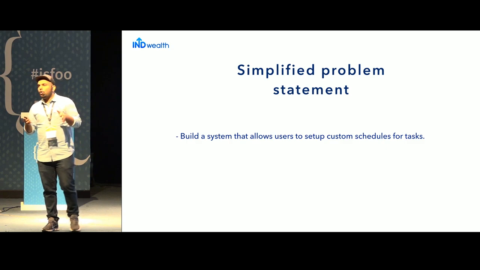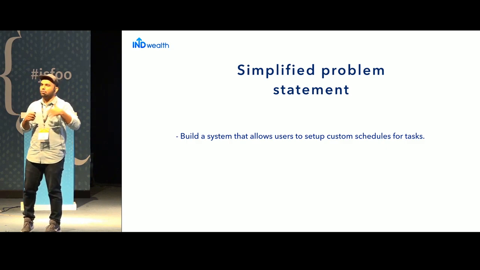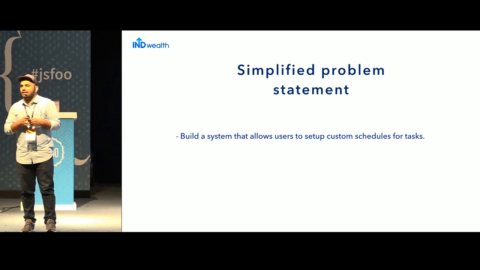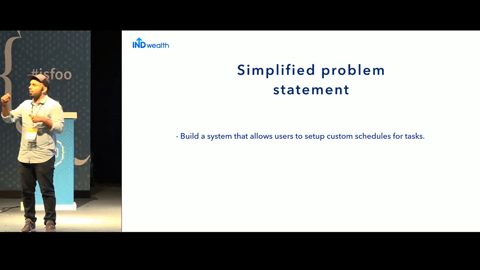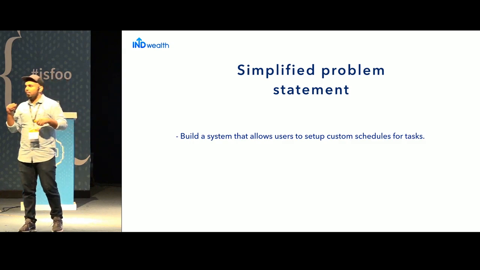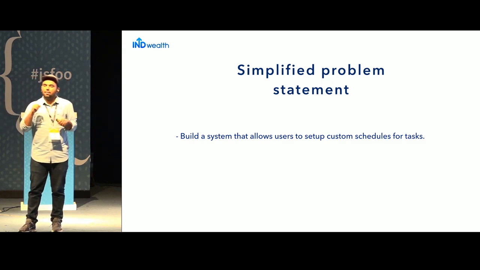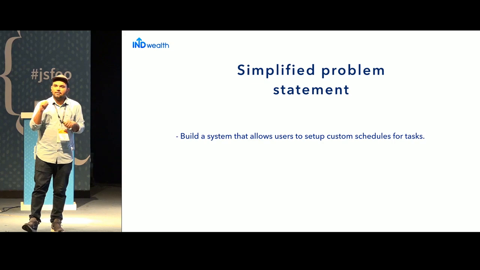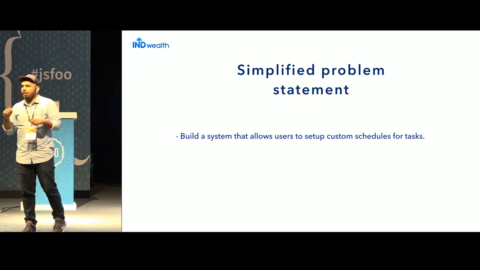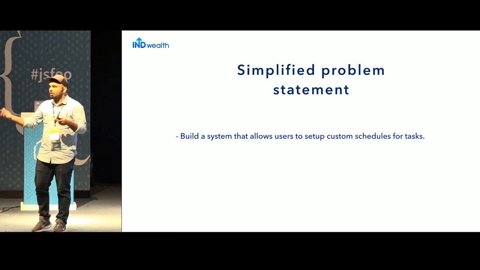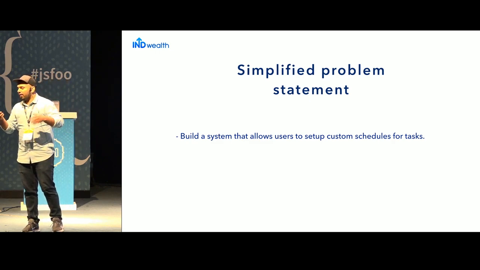So we want to build a system that allows users to set up schedules for different tasks. A user can come in and say, hey, I want your system to perform this task T1 for me, daily. And we'll say, okay, at your command, I'll perform this task T1 daily for you. Another user can come in and say, I want to perform this task T2, and I want it executed weekly. So the system allows users to set up schedules like this and provide tasks.